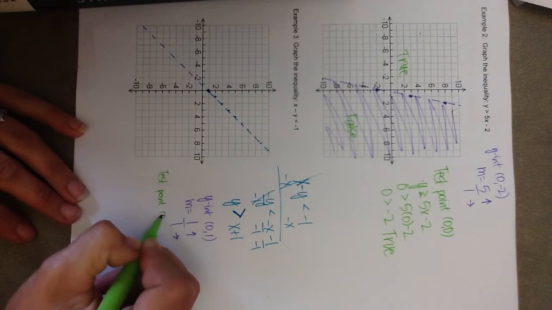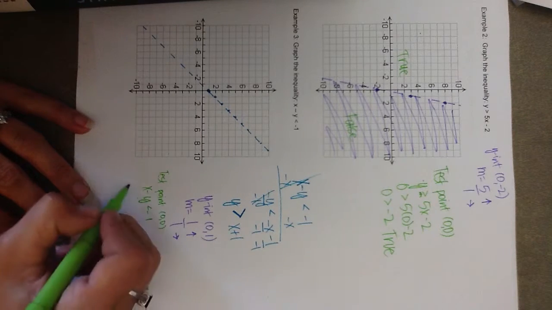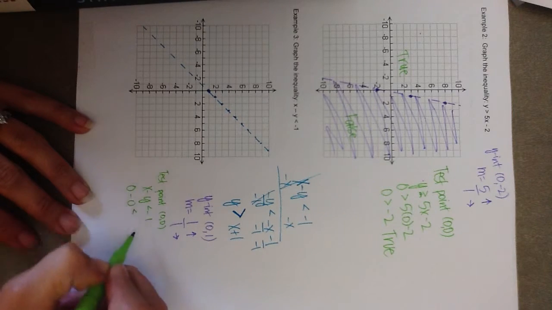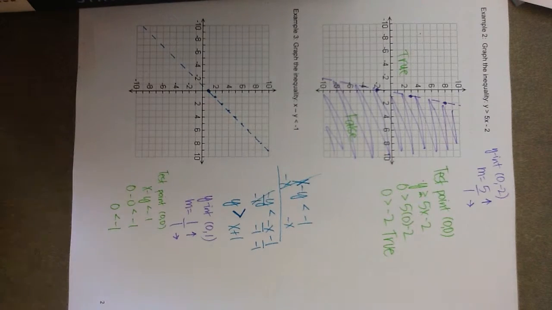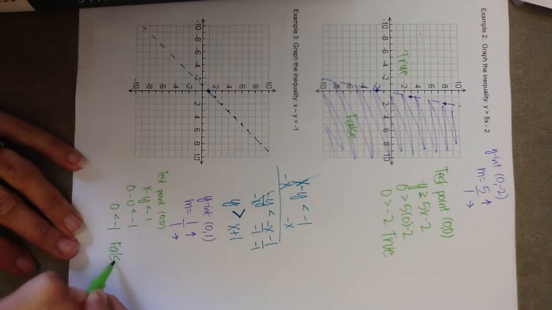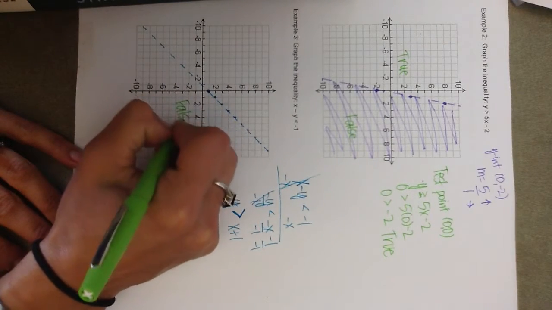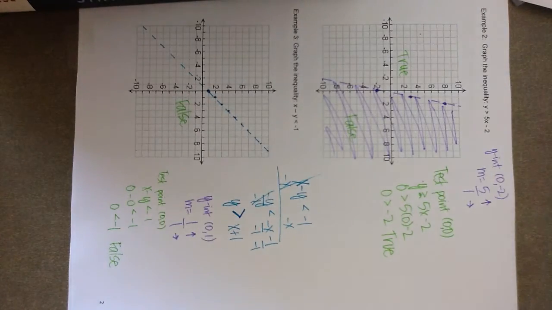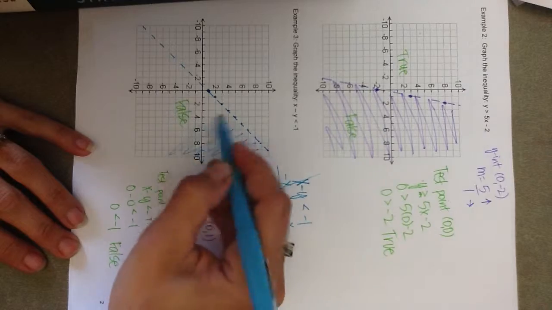It's 0, 0. And in the original inequality, I replace both x and y with 0, and I get that 0 is smaller than -1. Nope, that's false. So points below the line result in a false statement when they're evaluated. So I cross out or shade the false side.